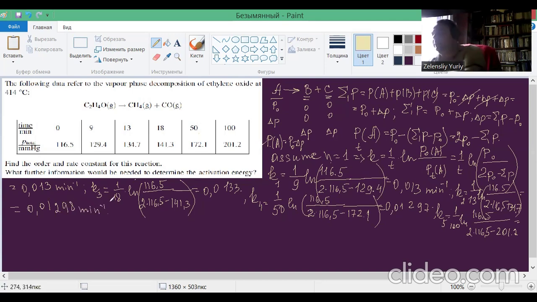Now we can see that for each series of experiments, we got nearly the same value of rate constant k. Its average is roughly 0.013 minutes raised to minus 1. That means that n is equal to 1. In other words, this reaction obeys first order.